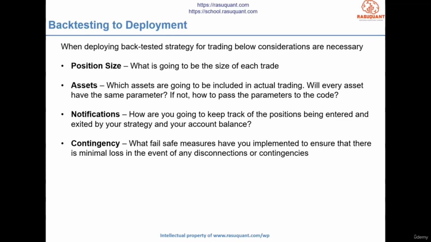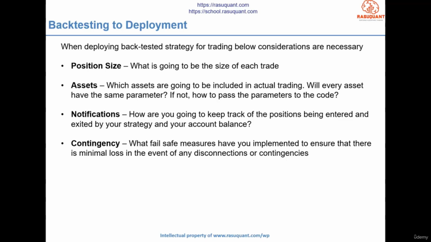Next, assets. Which assets are you going to include in your trading strategy? I mean, there is a universe of assets. If you're trading currency, there are over 100 currency pairs that you can trade. If you're trading equity, there are innumerable equities that you can include in your basket. So you would have to decide before implementing your strategy how you're going to select your assets from the universe of assets that are available to you to trade.